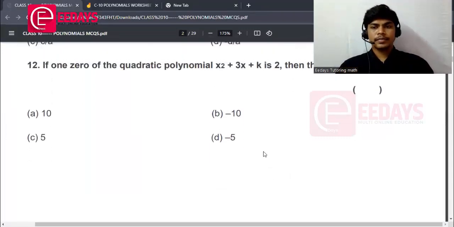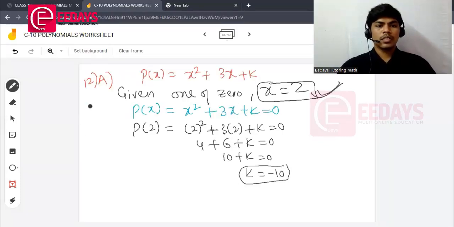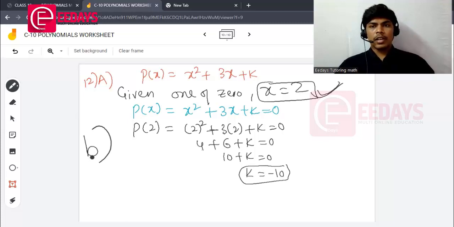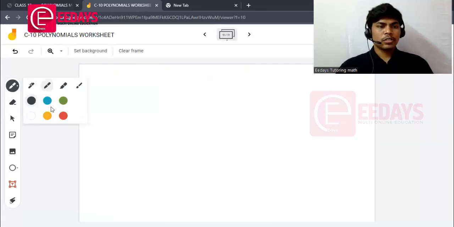Hope you get my point. One zero is already given as 2 here, that's why I'm taking x is equal to 2. k is equal to minus 10, option B. I hope everyone understood. I'll give you 20 seconds. If you are still left with any doubts till the 12th question, please raise your hand and ask your doubts and clarify them. Got it? Let's move on to the next question.